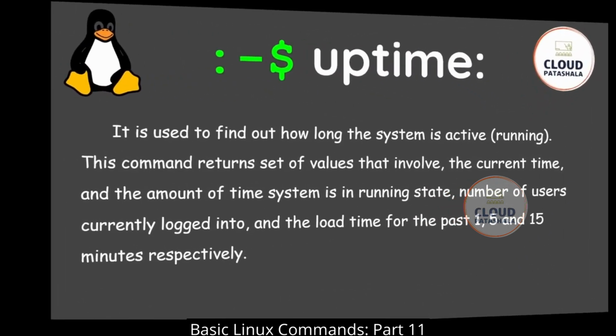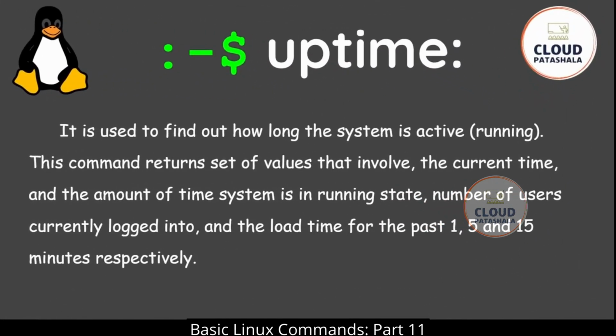The next command that we would be looking into is uptime. It is used to find out how long the system has been active and running. This command returns a set of values that include the current time, the amount of time the system has been in the running state, the number of users currently logged in, and the load average from the past 1, 5 and 15 minutes respectively.